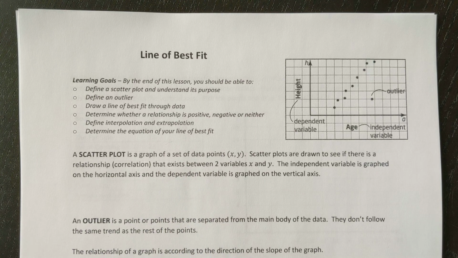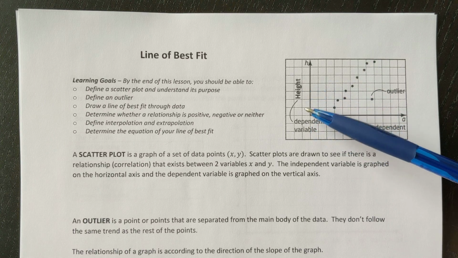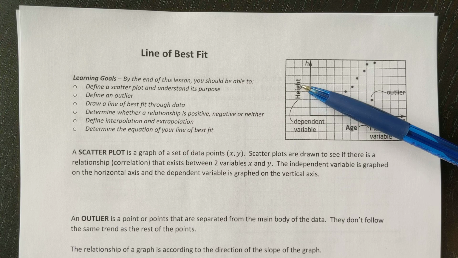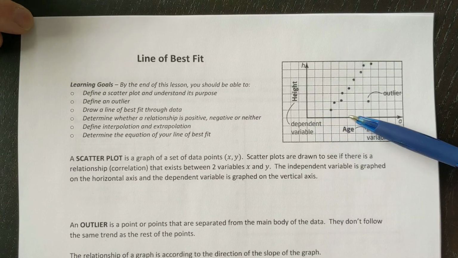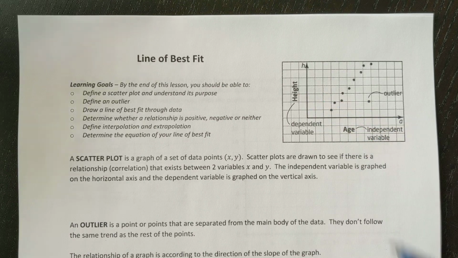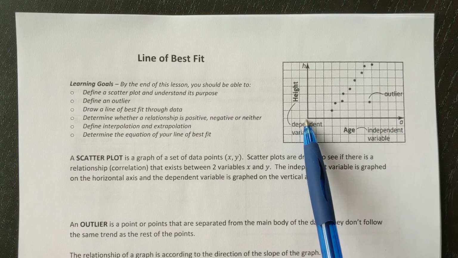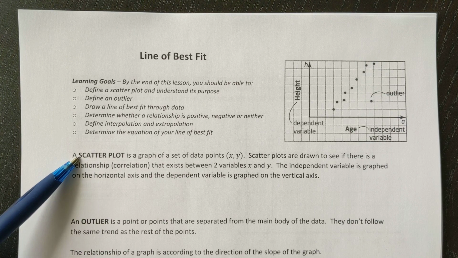So let's take a look at the first example that we're given here. We have height, which is on the y-axis, that's your dependent variable, versus age, your independent variable. And we're looking at the relationship between height and age. So, as age increases, what could we say happens to height? Is there a relationship between height and age? Well, as age increases, height tends to increase as well. So we can see that there is a relationship there, which is determined by the use of a scatter plot.